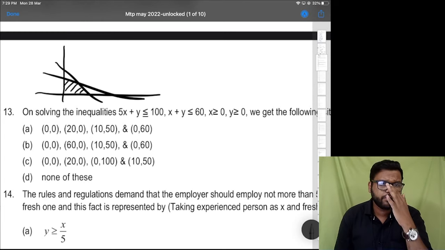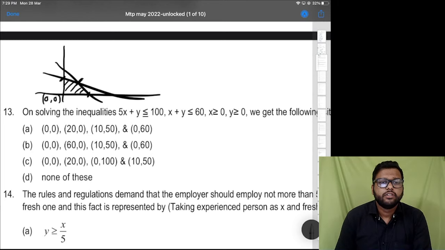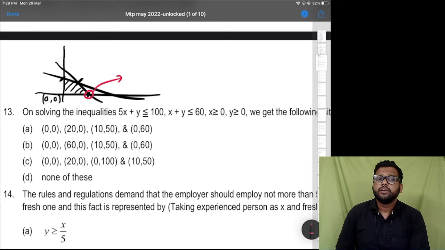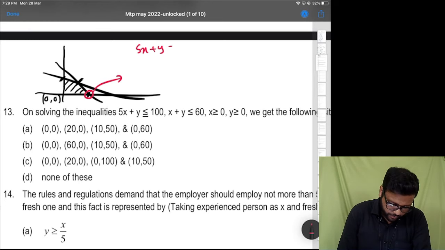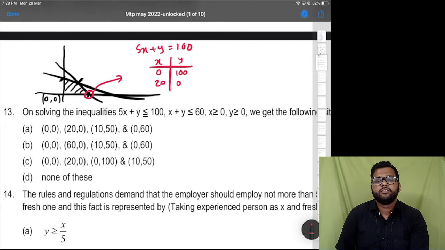So what is our objective? First of all, this 0, 0 is going to be in our answer, so no question about that. Second is going to be this intersection point. So we have to find this intersection point, this point and this point. Concentrate very carefully. You don't need to draw in fair, just imagine how do we find this point. First equation is 5x plus y is equal to 100 if we write it in form of equation. That means when x is 0, y is 100, and when y is 0, x will be 100 by 5 or 20, right?